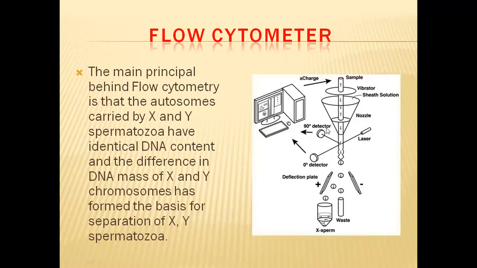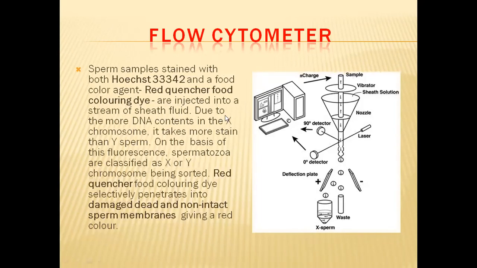So the flow cytometer will be utilized, and the imaging technology also will be utilized in this method. So how will it be done? First we will take the sample, semen sample or sperm sample. To the sperm sample, we will add two types of dyes or coloring agents. Out of these two, one is Hoechst 33342, and the second one is red quencher food coloring dye. This Hoechst 33342 will bind to the DNA only. So it will bind to the chromosomes and DNA only, and that too particularly the sex chromosomes, X and Y chromosomes only will receive this Hoechst 33342 dye.